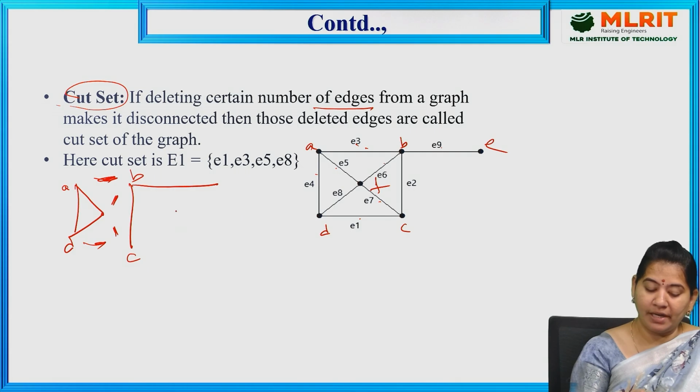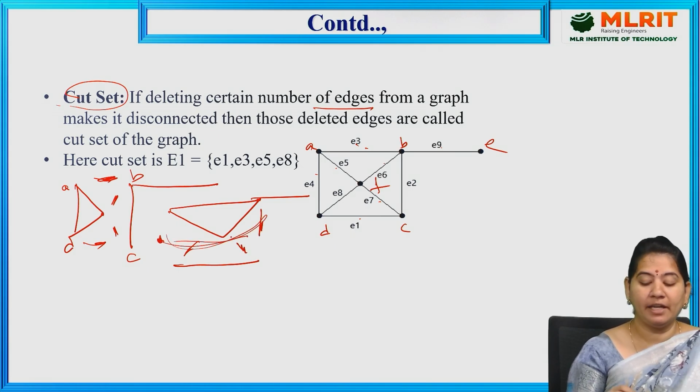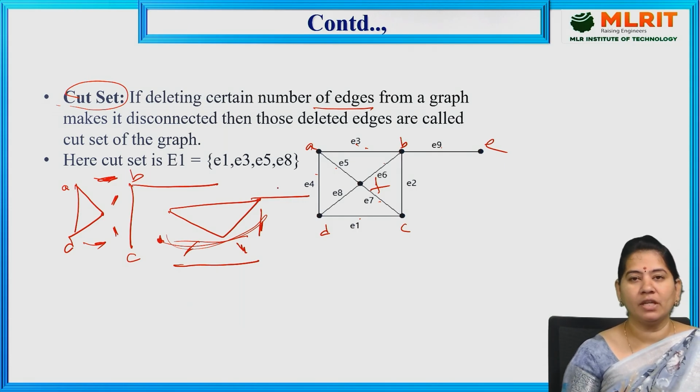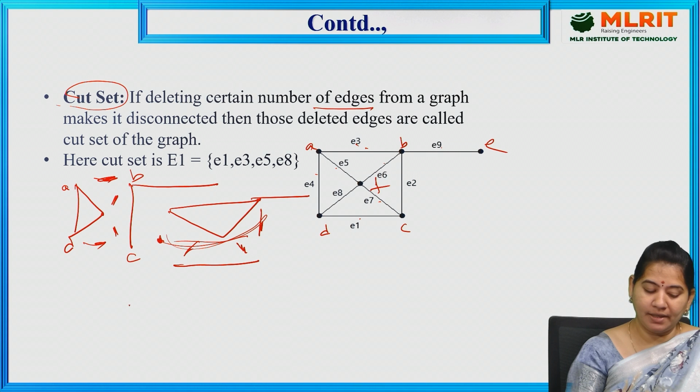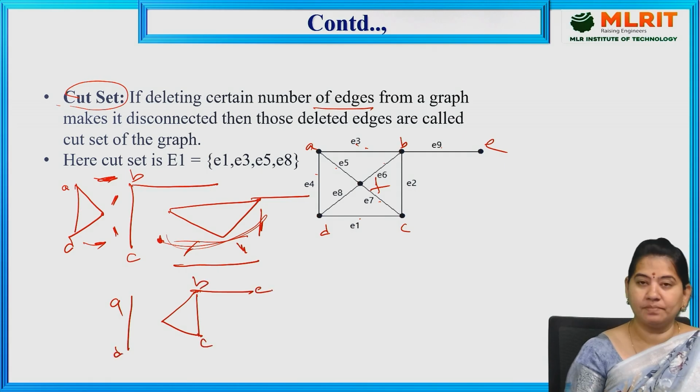In the same way, if I take another case, this one is removed, this is also removed, this is also removed, and this one removed. With the combination of these four edges, I am able to make the graph disconnected. Then those sets of edges we can call a cut set. In the same way here, this is also A, D, C, B, E.